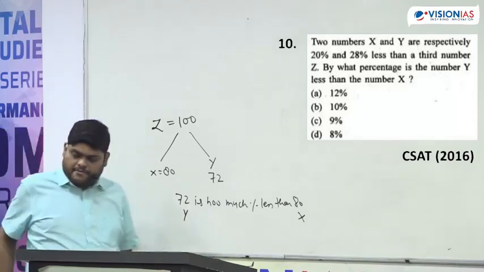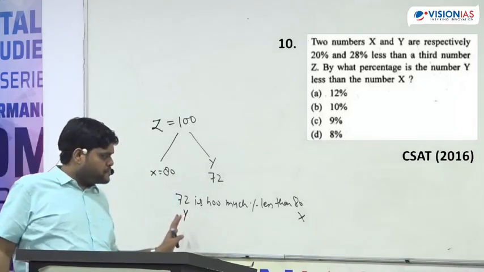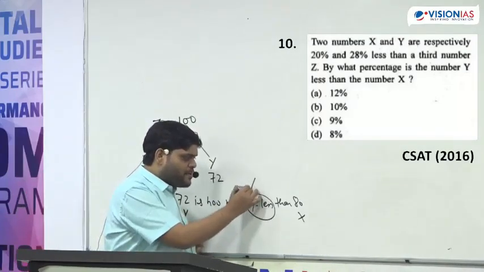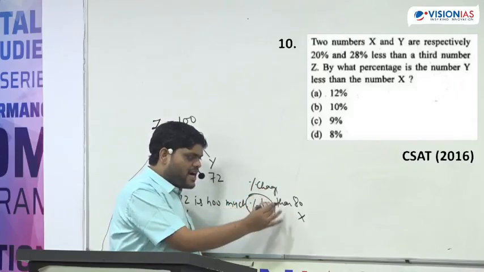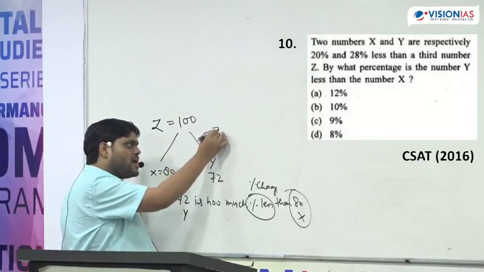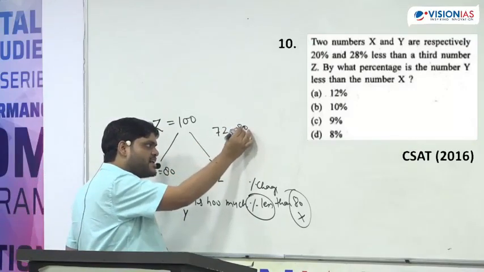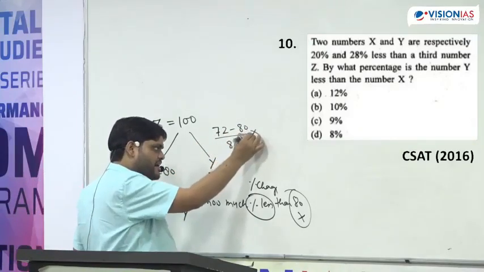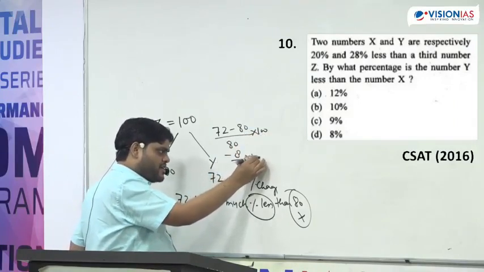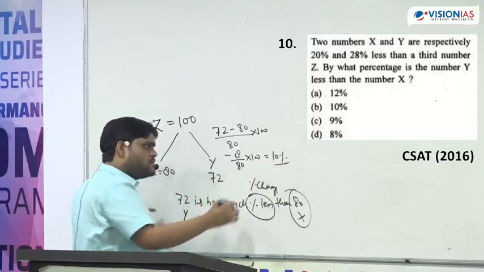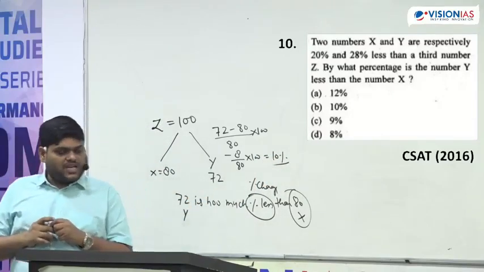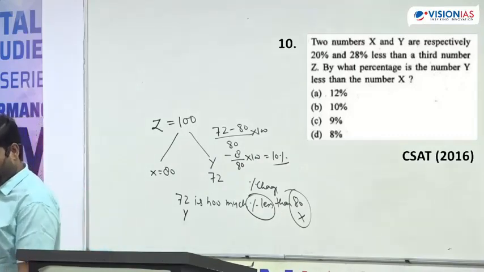Okay. So already we know percent less means they are asking percent change, and this will be your initial value, this will be your final value. So the answer will be (72 minus 80) upon 80 into 100. So minus 8 upon 80 into 100. This is equal to 10%. So the answer of the 10th question is B, 10%.